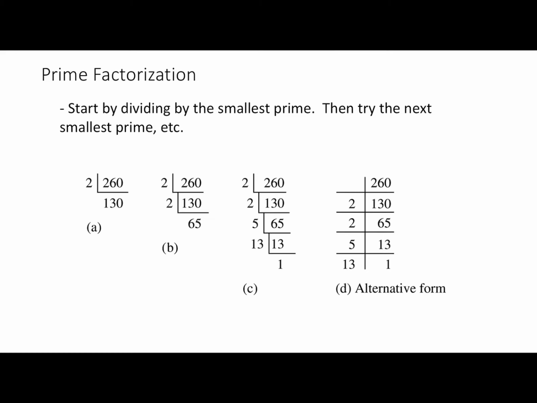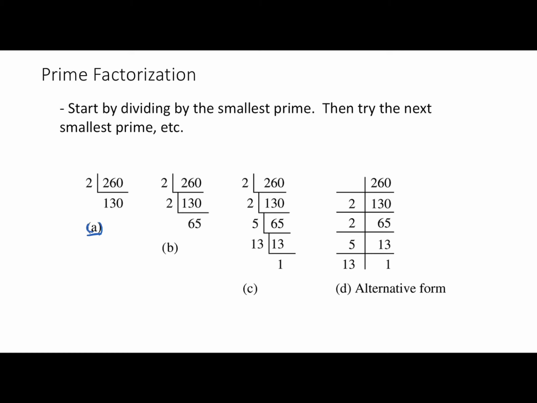And I'm going to show you another way of finding the prime factorization. Here, we're going to write our division moving downward. And we're going to start by dividing by the smallest prime that divides our number. So I'm looking at the number 260, and the smallest prime is 2, and 2 does divide 260. So I'm going to do that division. 260 divided by 2 is 130. That's what's happening here in step A.